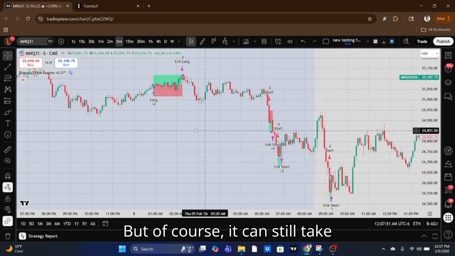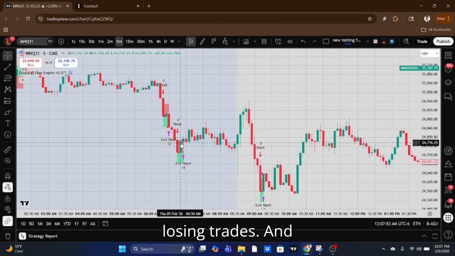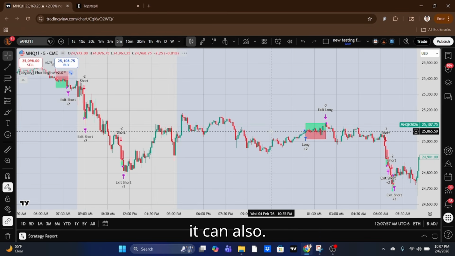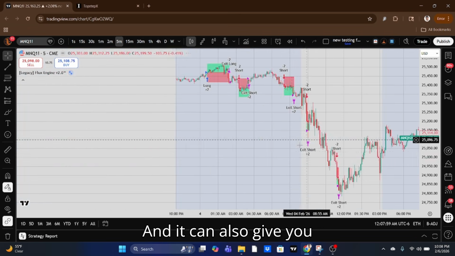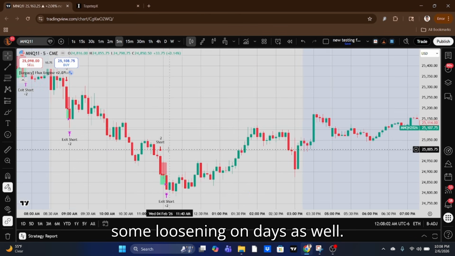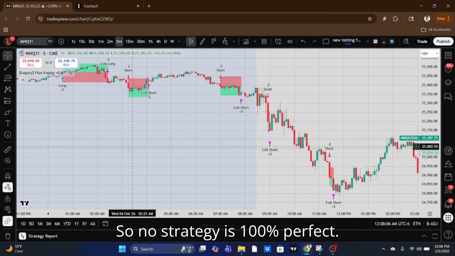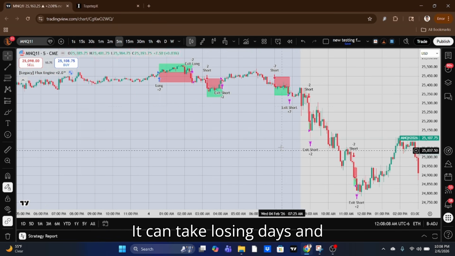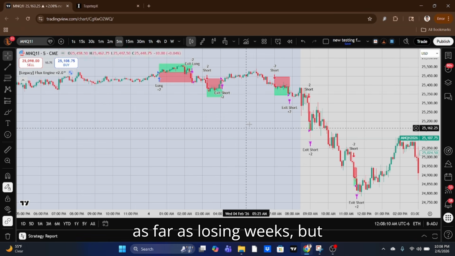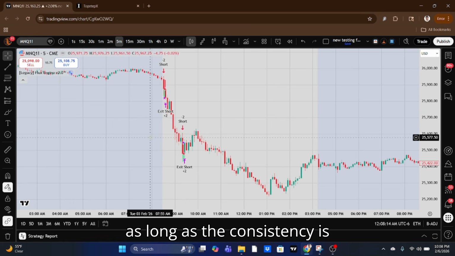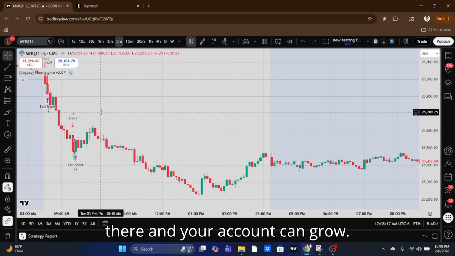But of course, it can still take losing trades, and it can also give you some losing days as well. No strategy is 100% perfect. It can take losing days as well as losing weeks. But as long as the consistency is there, your account can grow.